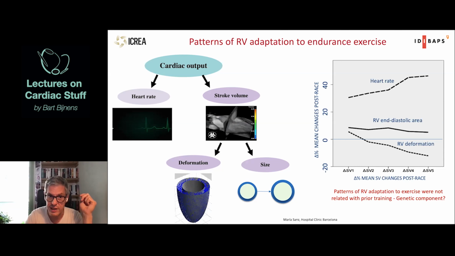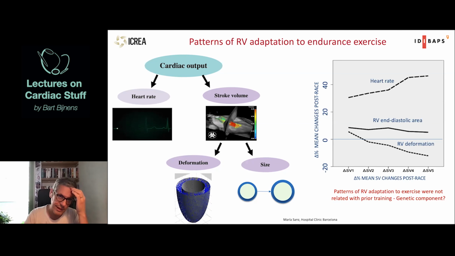And what you very often also see in athletes is that it looks like they have less deformation at baseline. And that's not because there's a problem with the myocardium, but because they don't need it. Even with low deformation, they can generate so much stroke volume with every beat that they can already generate the normal cardiac output when not doing exercise.